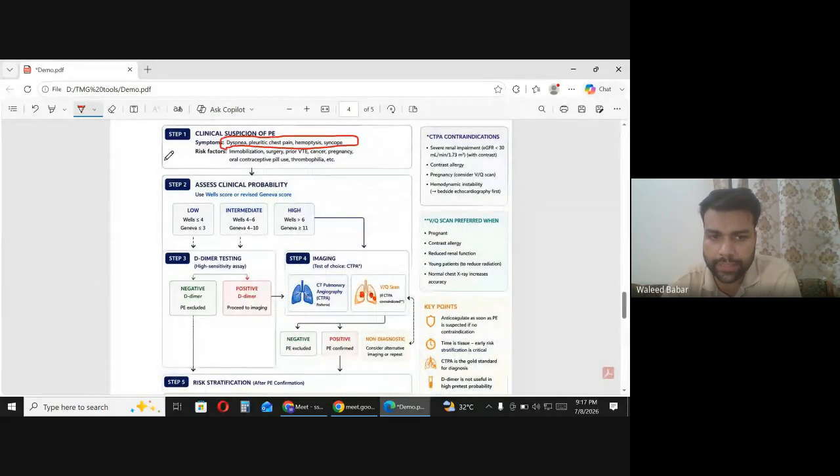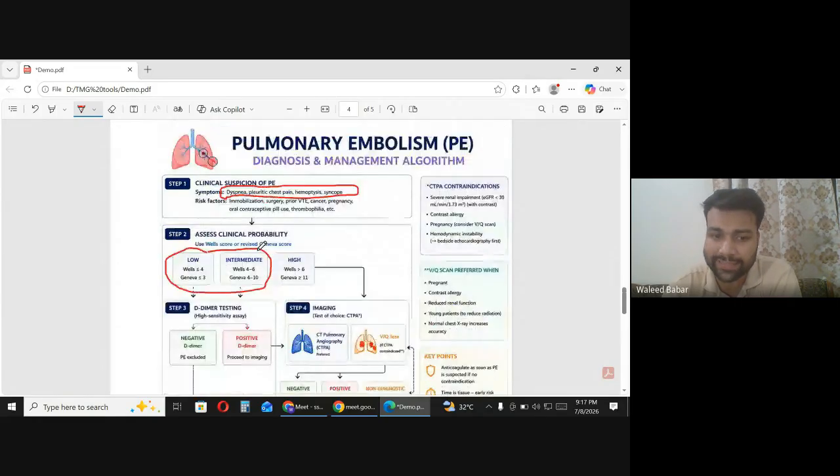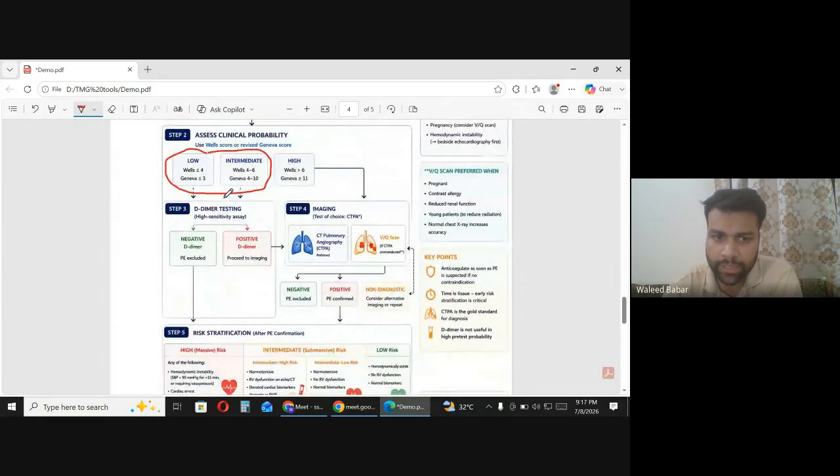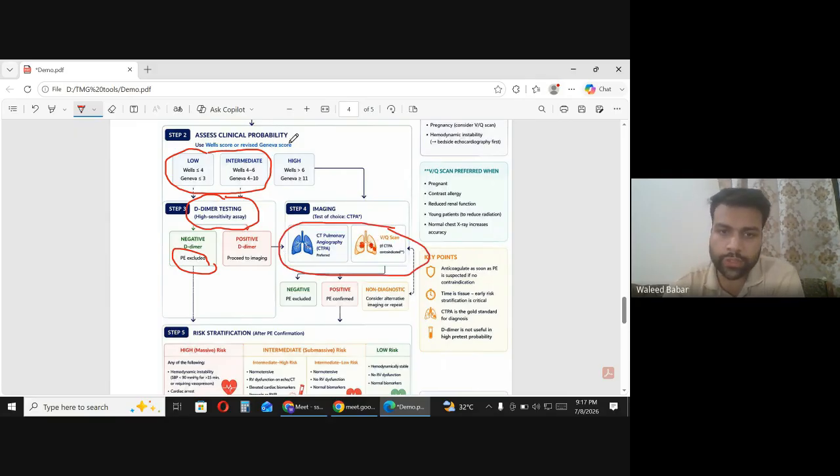Now let's move towards our algorithm. If the pre-test probability is low or intermediate, we will perform a sensitive test, D-dimer. Because the test is highly sensitive, if it is negative, it will rule out pulmonary embolism. But if it's positive, this will not confirm the diagnosis. So if it's positive, to confirm the diagnosis, we will need a specific test, which is CTPA or V/Q scan. So if the Wells score is high, we will directly perform a specific test.